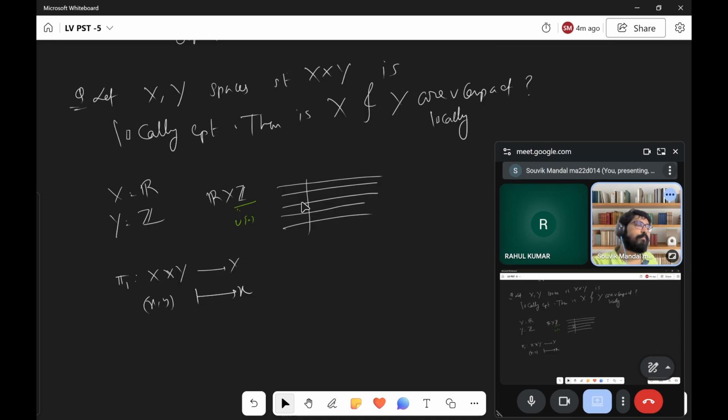Okay, let's try. First you try, then I will explain if not. Try to analyze the properties of this map. Okay. Take your time.